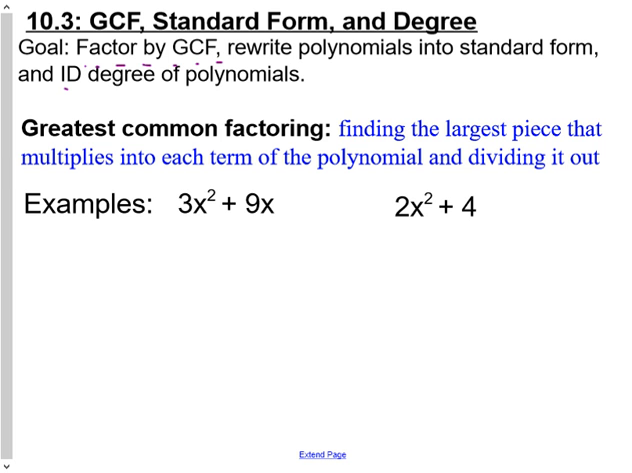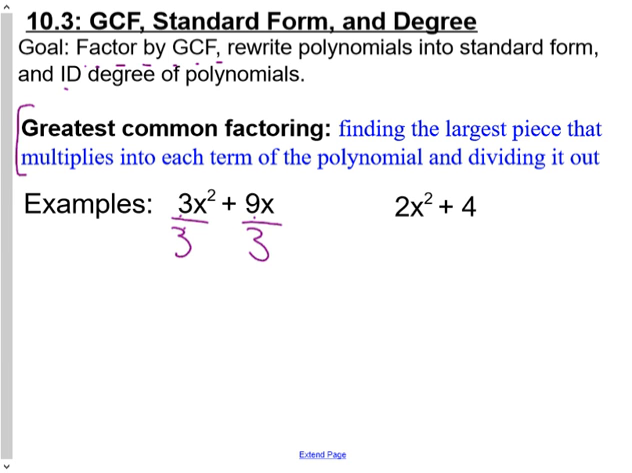First, we're going to do some greatest common factoring, and what that is, is taking out the largest piece that happens to multiply into each term of the polynomial and taking it out. It's basically backward distributing. For example, here we have 3x squared plus 9x. What do they have in common? First, for the number, 3 goes into both 3 and 9. So we're going to divide 3 out of each piece.